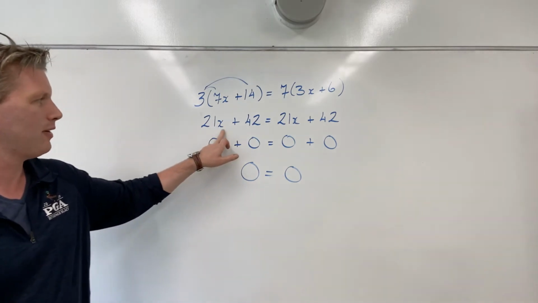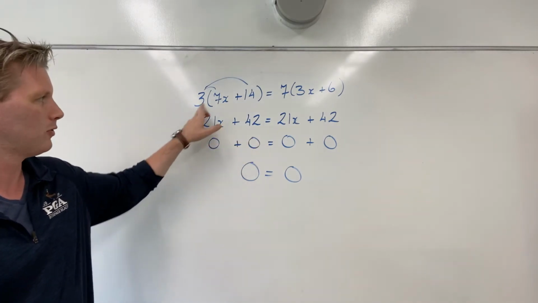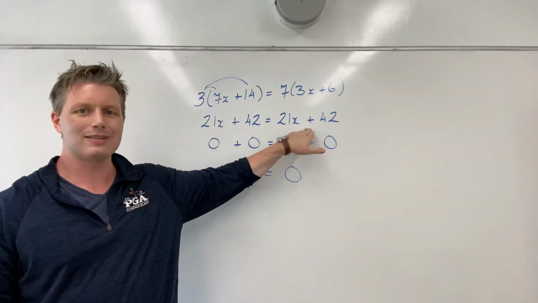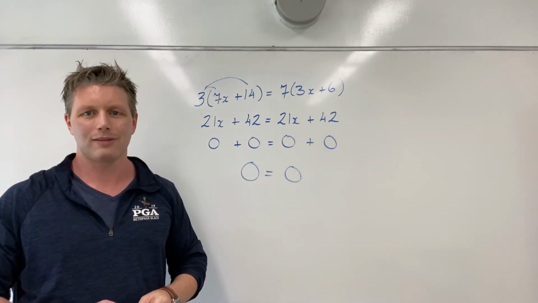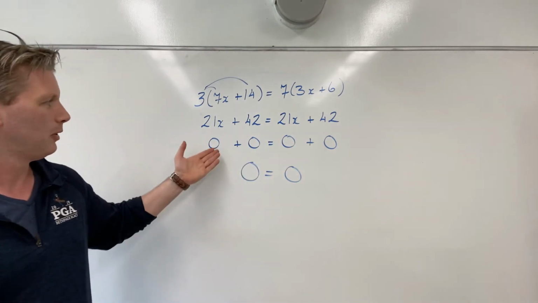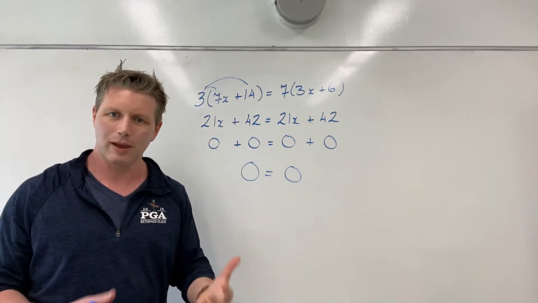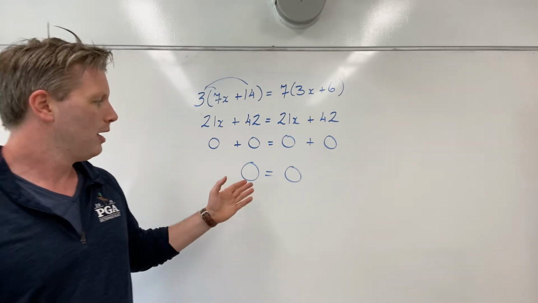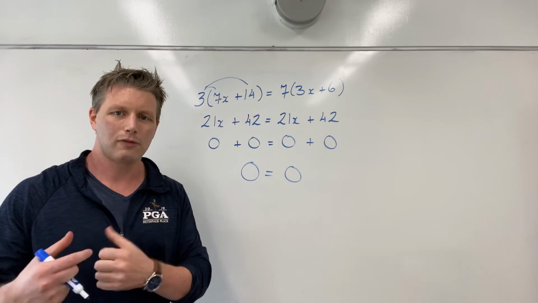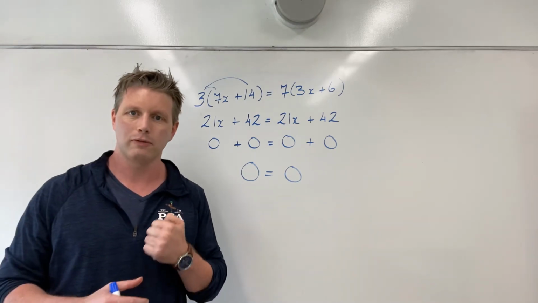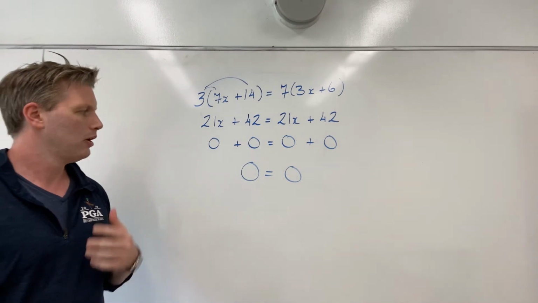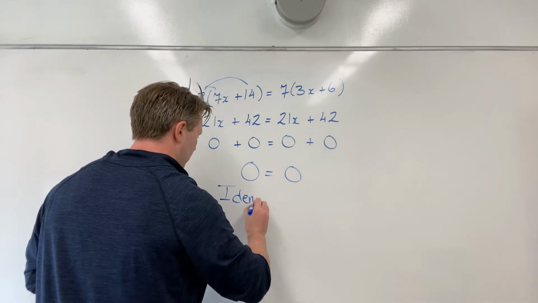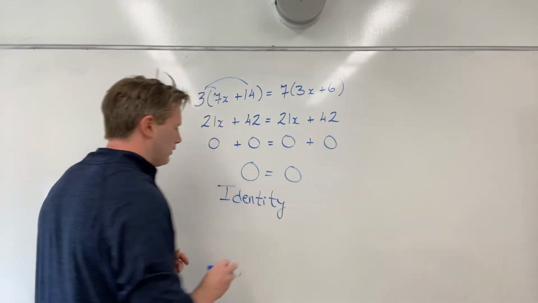Notice that when I distribute in my 3 and distribute in my 7, what I end up with on the left-hand side of the equation is exactly the same as what I end up with on the right-hand side. So if you try to isolate your x like we have done before, you will end up with 0 equals 0, which is of course true, but not for just a particular value of x, but in fact for every value of x. And so the term for this type of equation is an identity.